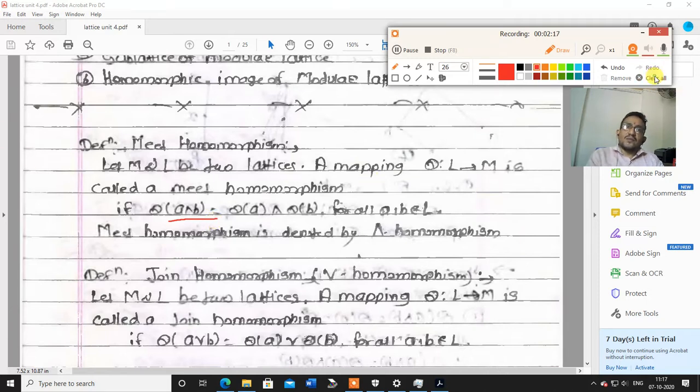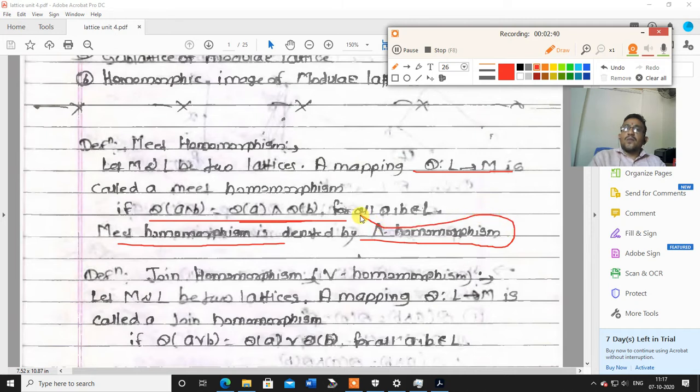So again, we see what is meant by mate homomorphism. A mapping theta is said to be a mate homomorphism if it satisfies the given condition. What is the condition? Theta of A mate B is equal to theta of A mate theta of B for all the elements of lattice L. Okay, and the mate homomorphism is denoted by this notation.